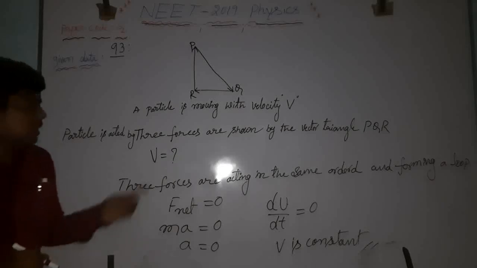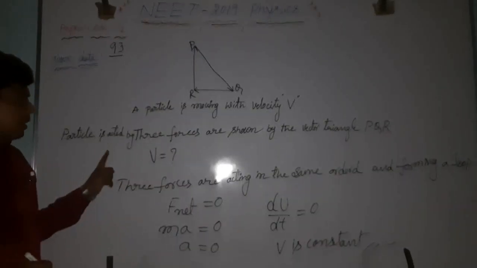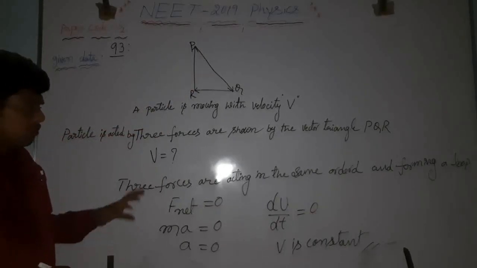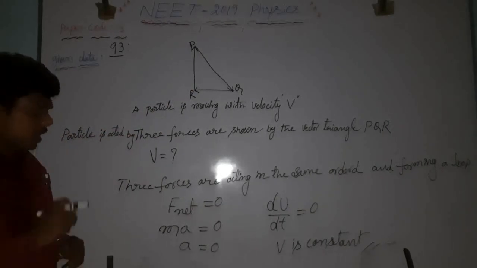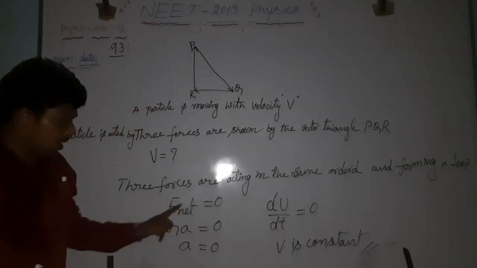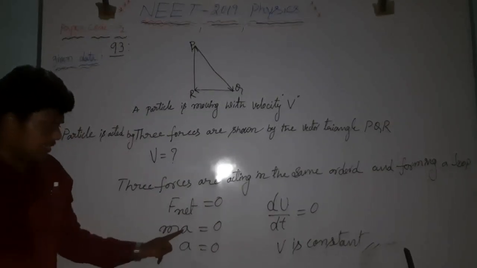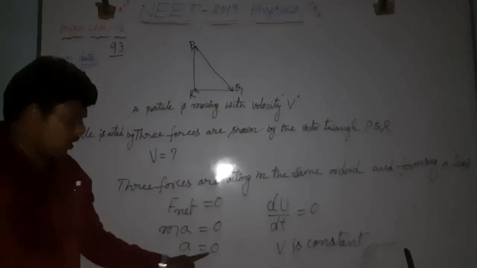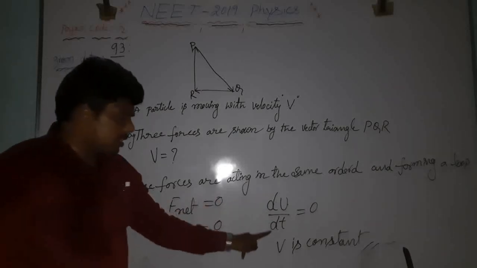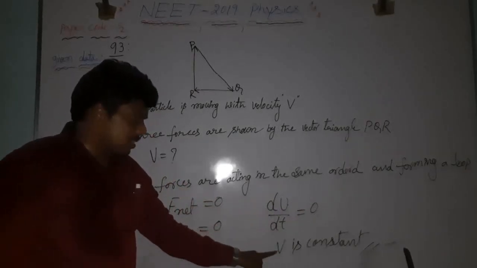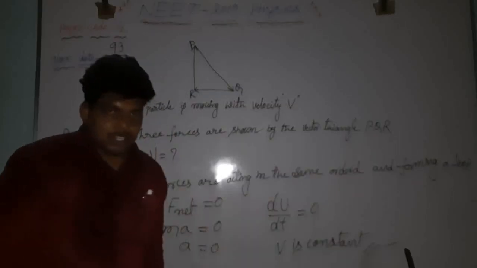Listen. Three forces are acting on the particle in the same order and they are forming a loop. When the forces are acting in the same order and forming a loop, net force acting on the particle is 0. Then force is given by mass into acceleration, that is equals to 0. Then A will be equals to 0. Acceleration is nothing but a rate of change of velocity. dv by dt is equals to 0. Then if dv by dt is equals to 0, v is a constant.